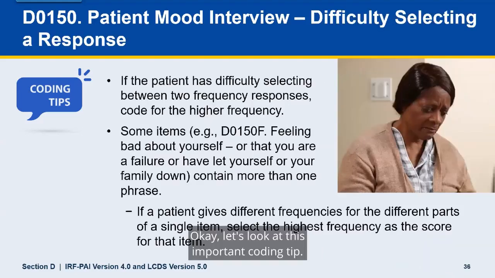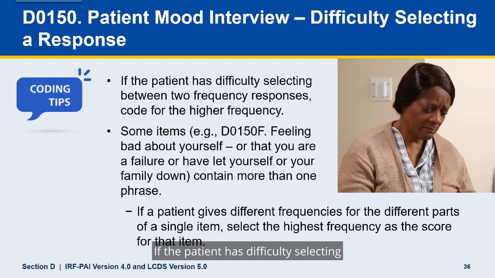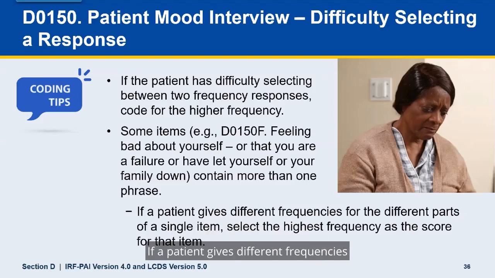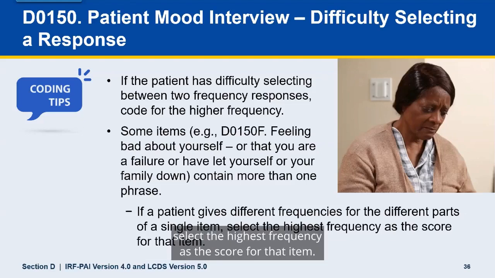Okay, let's look at this important coding tip. If the patient has difficulty selecting between two frequency responses, code for the higher frequency. Now, some items like D0150F, feeling bad about yourself, or that you are a failure or have let yourself or your family down, contains more than one phrase. If a patient gives different frequencies for the different parts of a single item, select the highest frequency as the score for that item.